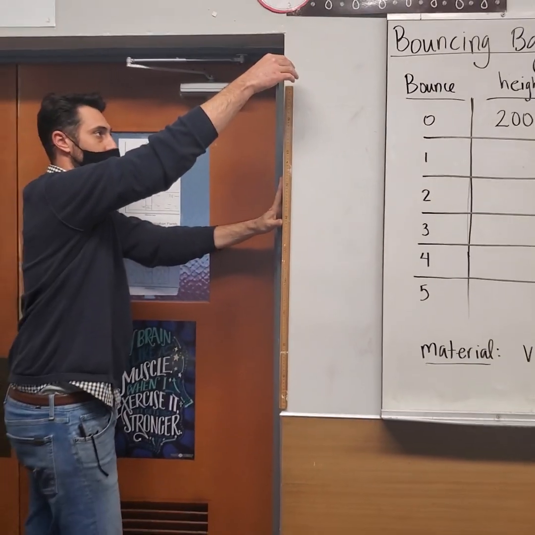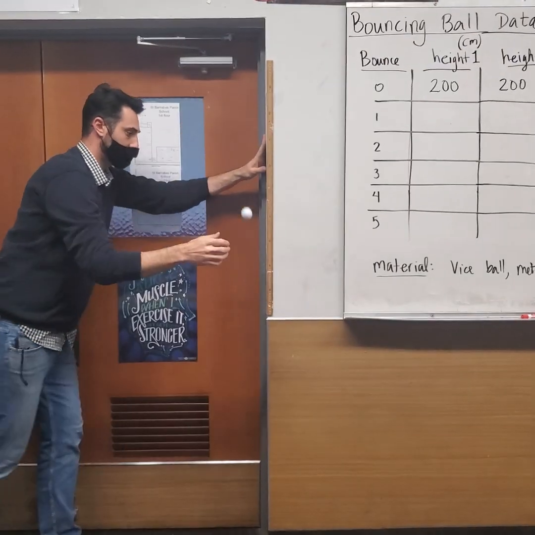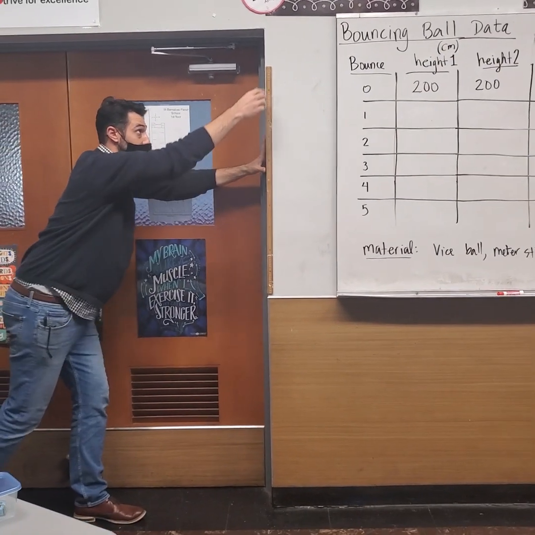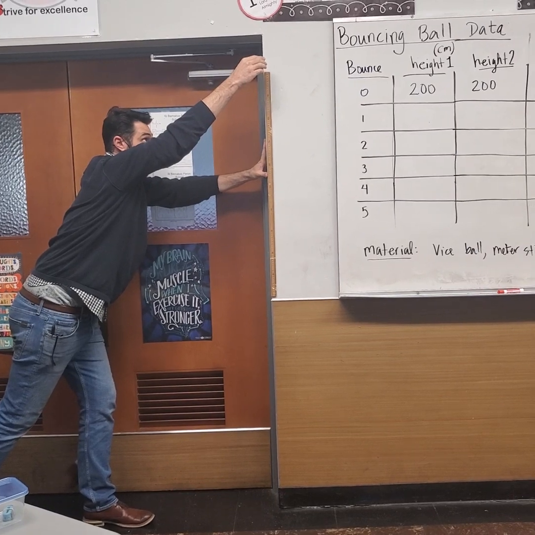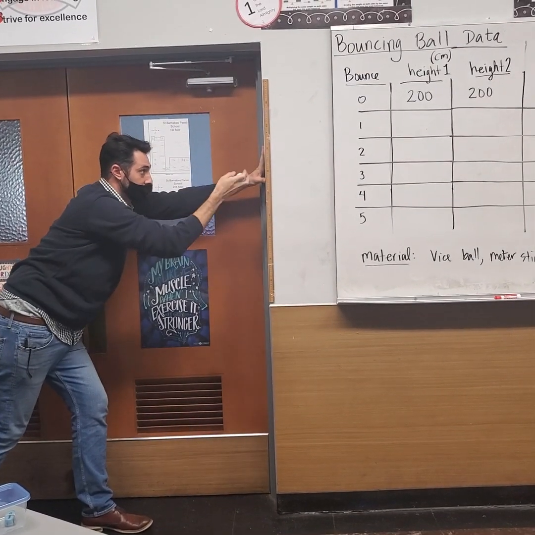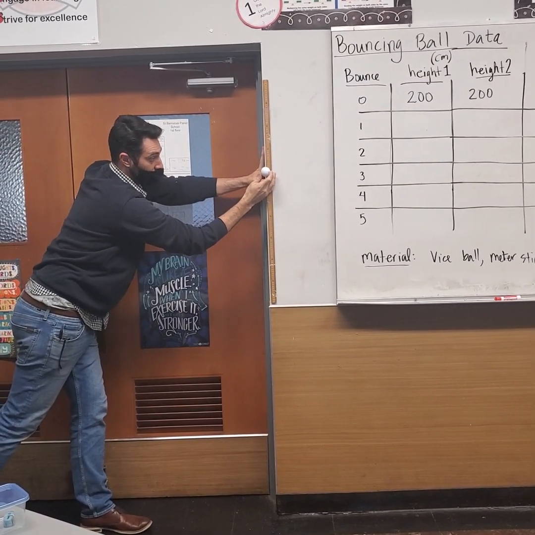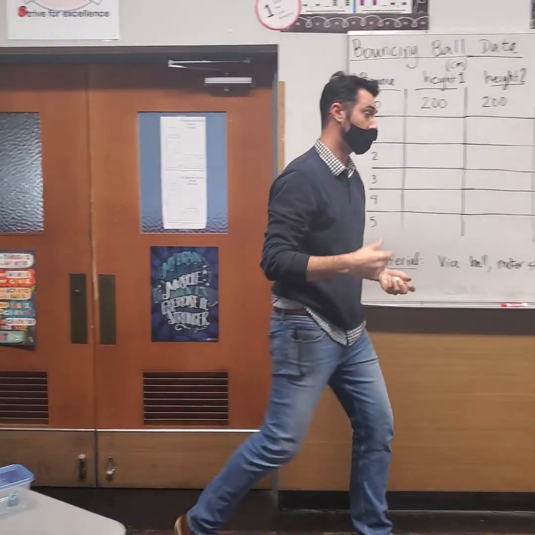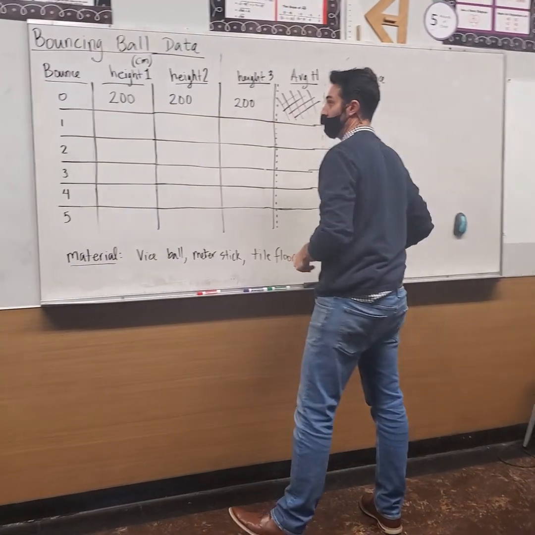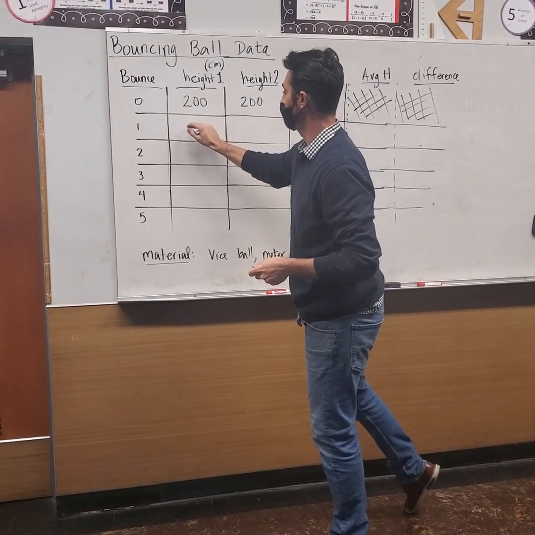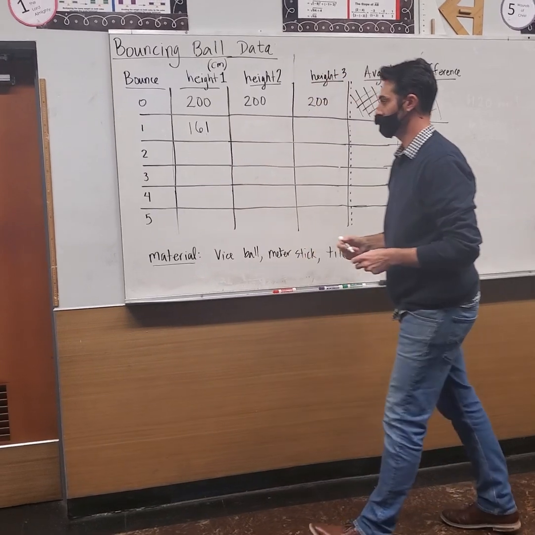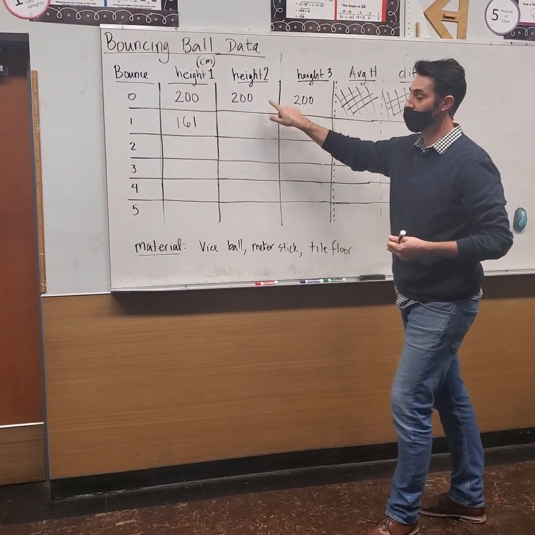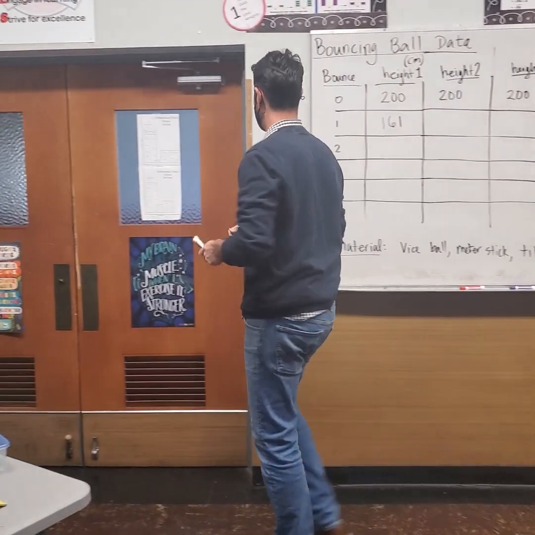So with the bottom of the ball there, I'm going to drop, catch, and get an idea that this ball is going to be about this high. Keep my eye level there and drop again. Try to get it at its height and see that that ball reached about 161 centimeters. So I'll write that down in my data, that this first bounce was 161 centimeters. And I'm going to repeat that process 2 more times from that 200 centimeter starting point.